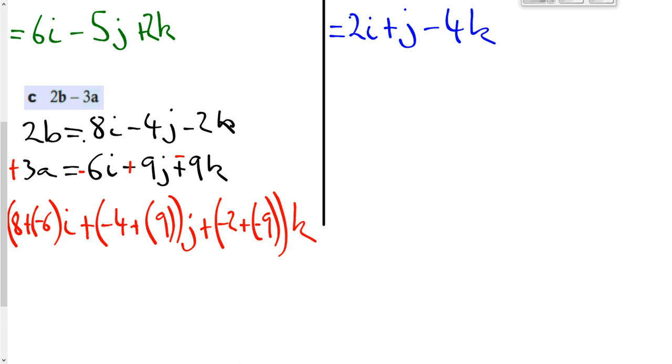Okay, so 8 plus negative 6 is going to give us 2, so 2 in the I. Negative 4 plus 9 is going to give us 5, positive 5 in the J. And then negative 2 plus negative 9 will give us negative 11 in the K. And we're done.